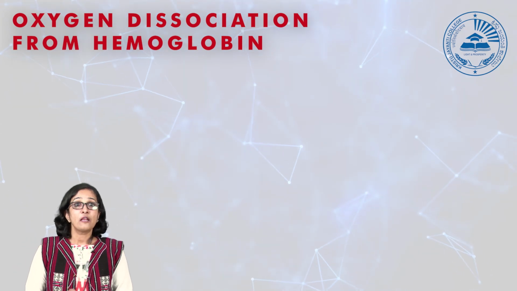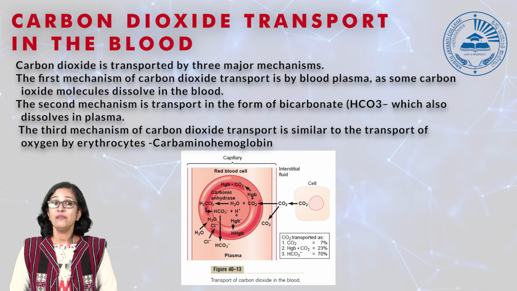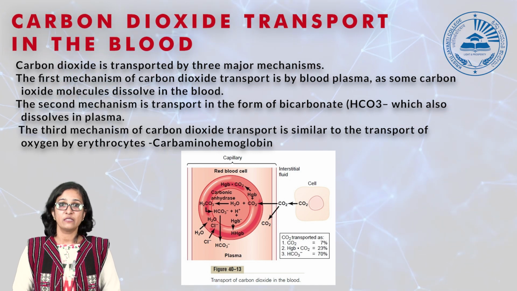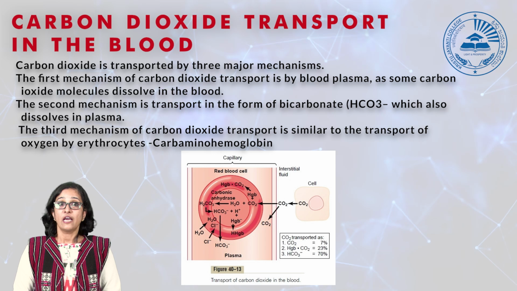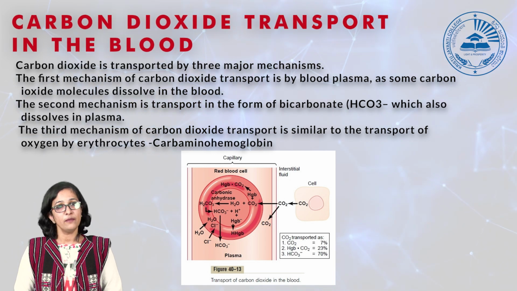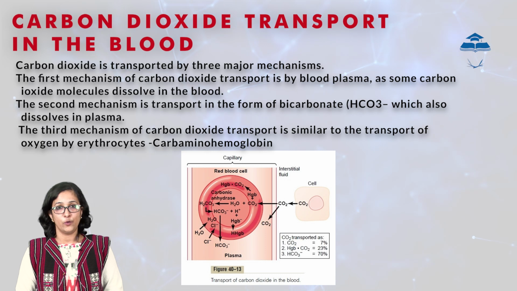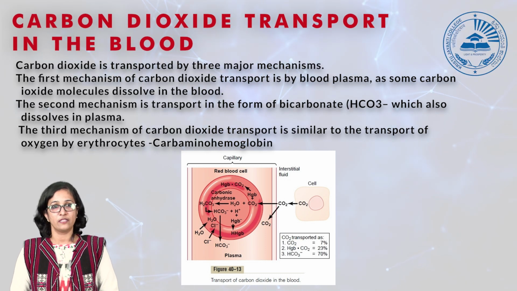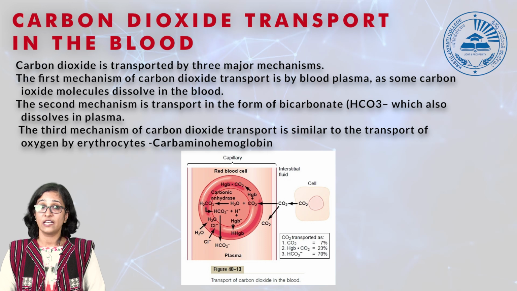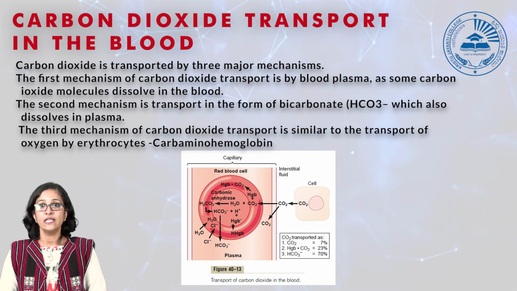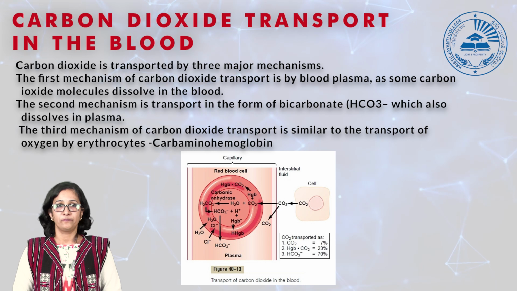Here we can see the carbon dioxide transport in blood. Carbon dioxide is transported by three major mechanisms. The first mechanism of carbon dioxide transport is by blood plasma, as some carbon dioxide molecules dissolve in the blood. The second is the transport in the form of bicarbonate ions, which also are dissolved in the plasma. The third mechanism of carbon dioxide transport is similar to the transport of oxygen by erythrocytes, by forming carbaminohemoglobin.